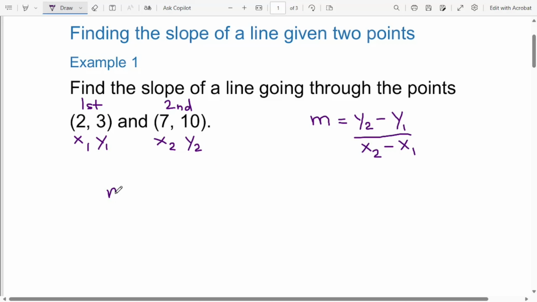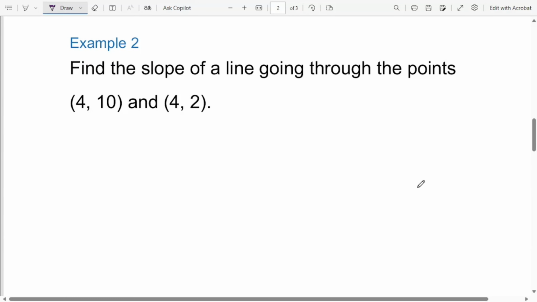So I'm going to say the slope is equal to 10 minus 3, y sub 2 minus y sub 1, over x sub 2 minus x sub 1, so 7 minus 2. So the slope, 10 minus 3 is 7 over 5. So a lot of times you'll just leave it as an improper fraction, 7 over 5, or we could write this as 1.4, which is our slope.